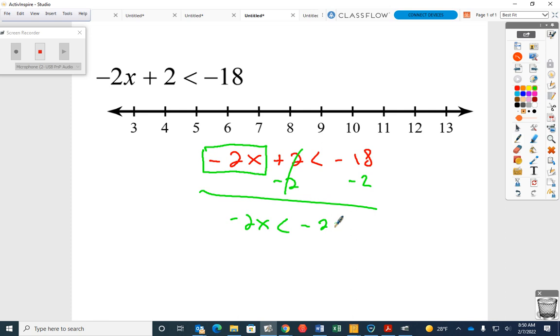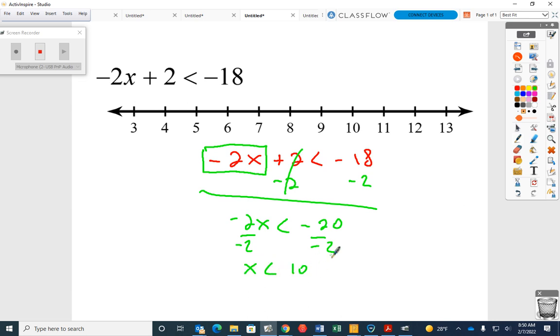I have negative 2x is less than a negative 18, and a negative 2 would be a negative 20. Okay? So what's happening here? What's happening to x? It's being multiplied by negative 2. So how am I going to undo multiplying it by negative 2? You're going to divide it by negative 2. So I divide everything by negative 2. I have x is less than a negative divided by negative is 10, right?